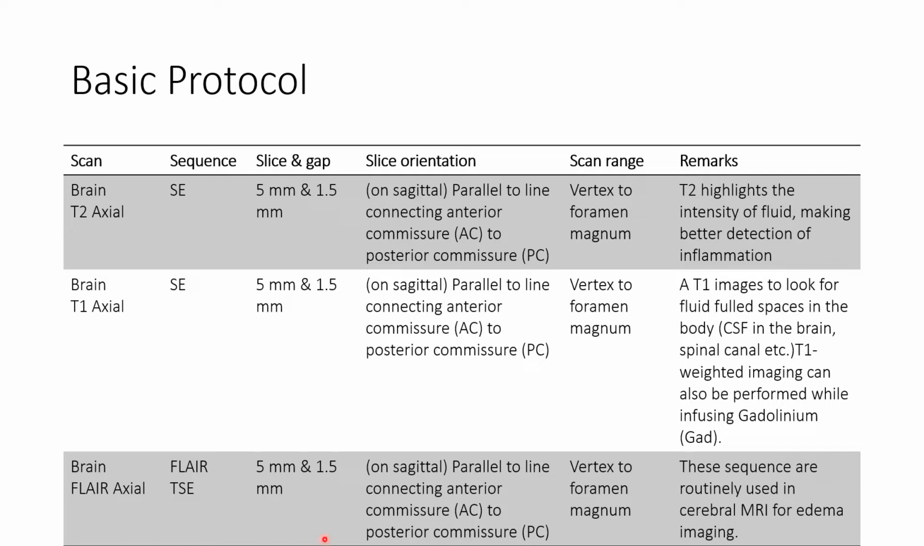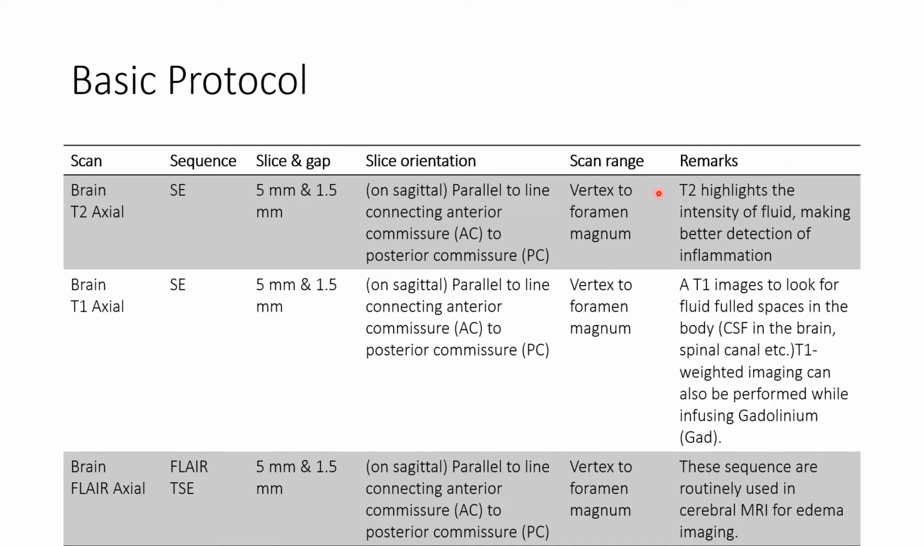Basic protocol for MRI brain in our center. Normally we start with brain T2 axial. We use the spin echo sequence with slice thickness 5 mm and slice gap 1.5 mm. The slice orientation, we plan on the sagittal image. The scan line is parallel to the line connecting the anterior commissure to the posterior commissure, or we call it the ACPC line. So the scan range is from the vertex to the foramen magnum.